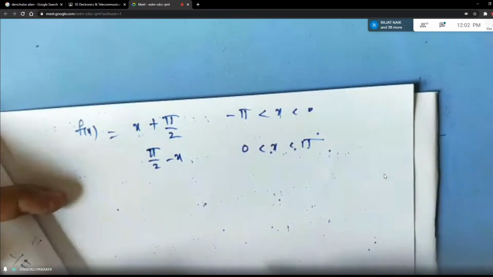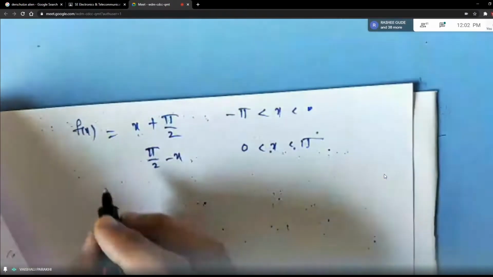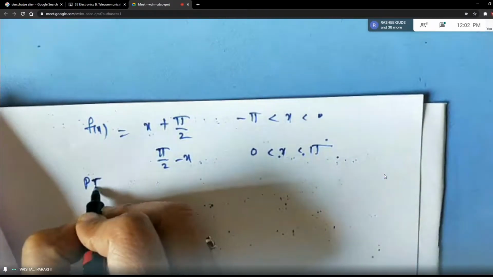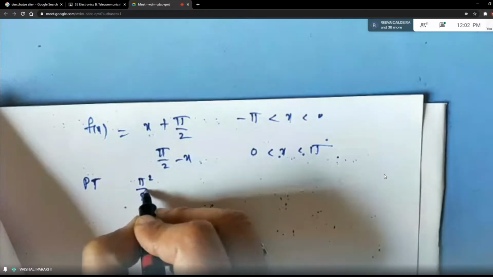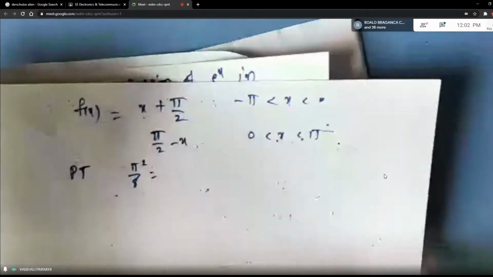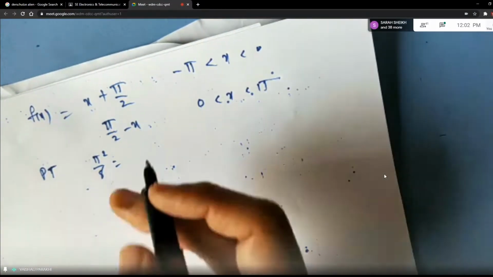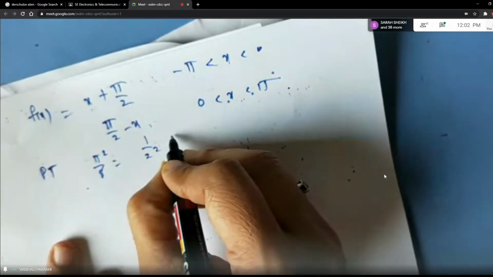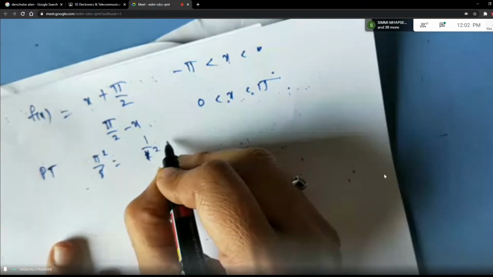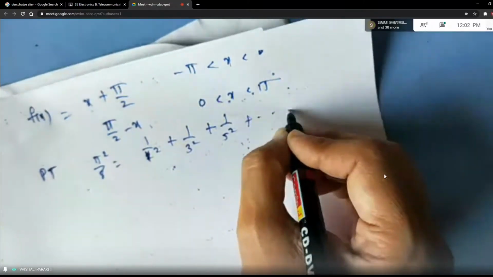Right? And what is asked to prove? Which series is asked to deduce? Pi square by 8 is equal to 1 by 1 square. Let me write it here. It is already there with you, students. Okay. So pi square by 8 is equal to 1 by 1 square plus 1 by 3 square plus 1 by 5 square and so on.